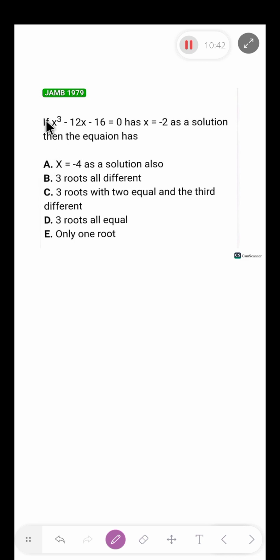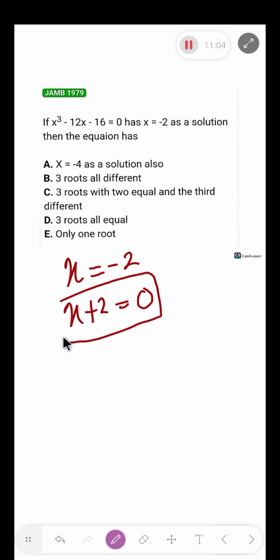If x cubed minus 12x minus 16 equals 0 has this as a solution, then the equation has, okay, this is a polynomial question. So let's take note of this. If x equals minus 2 is a solution, that means x plus 2 equals 0, which implies that x plus 2 is a factor of this expression. And since x plus 2 is a factor of this expression, this is equal to 0 and this is also equal to 0. That means they can actually divide. So you have to use long division. You have to use the long division rule in this case.